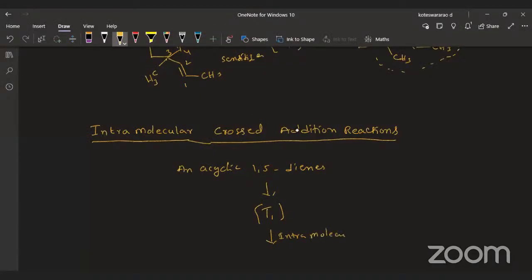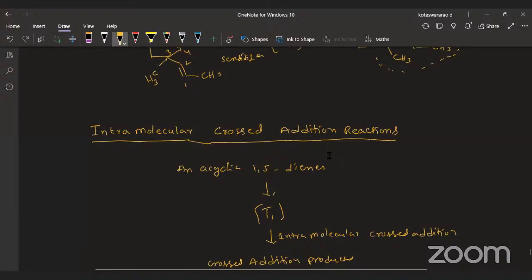Intramolecular cross reduction, that leads to the formation of addition products. Cross reduction products. This is the general kind of reaction.